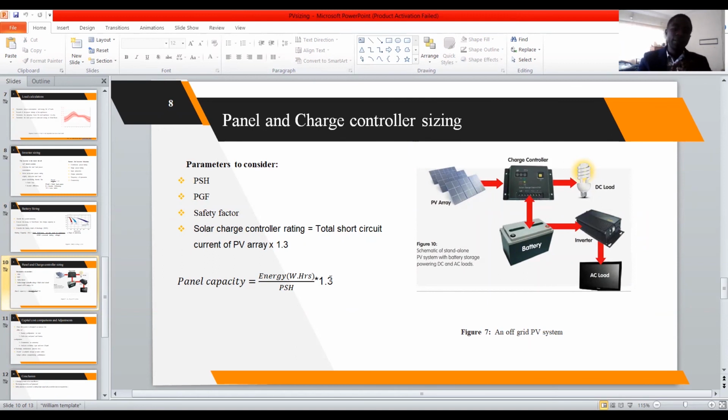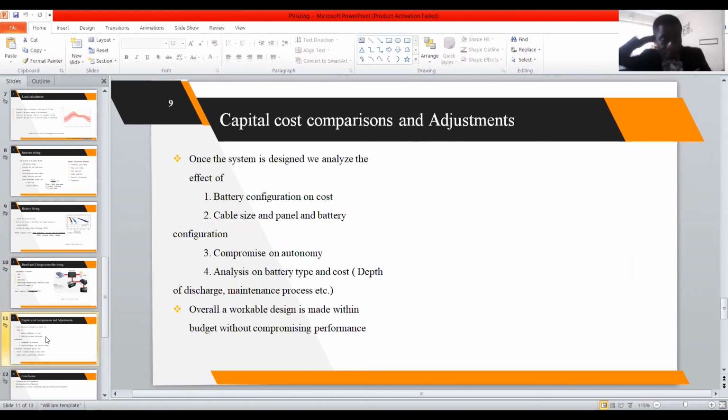Then you can actually find out the number of panels by dividing this capacity by the power rating for a single module that you're using. So after you've done your sizing and everything, you want to do what we call capital cost comparison and a few adjustments, because sometimes you might do the design, but the cost is very high, such that the client is not able to meet the system that you're asking for.